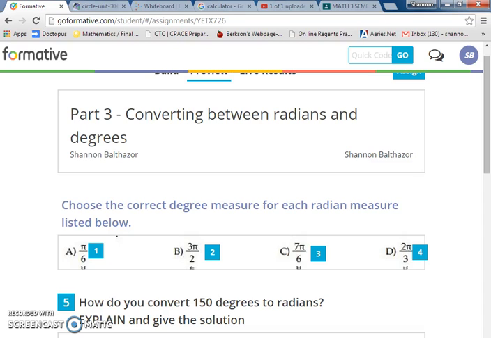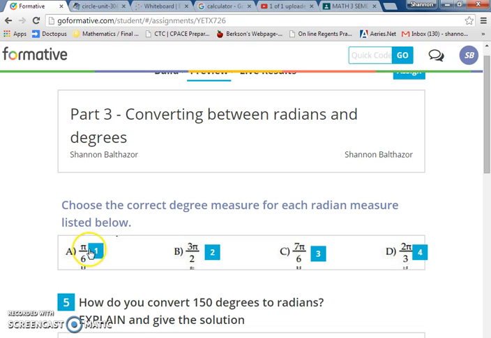Unit 1, Part 3, Converting between Radians and Degrees. The first 4 questions ask you to convert from radians to degrees, and when we convert radians to degrees, we multiply by 180 over pi. It's easy to remember because you already have a value that has a pi generally in the numerator, and you're going to multiply it by something that has pi in the denominator so that the pi values will cancel.